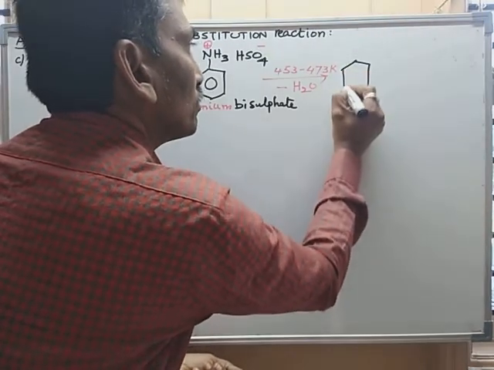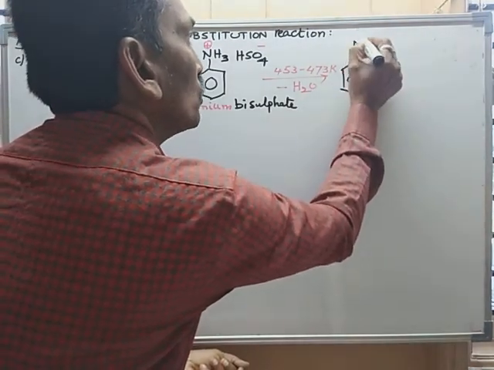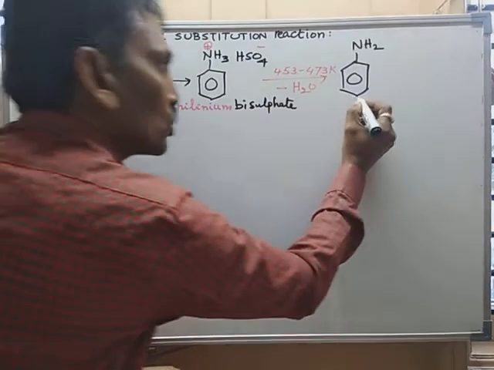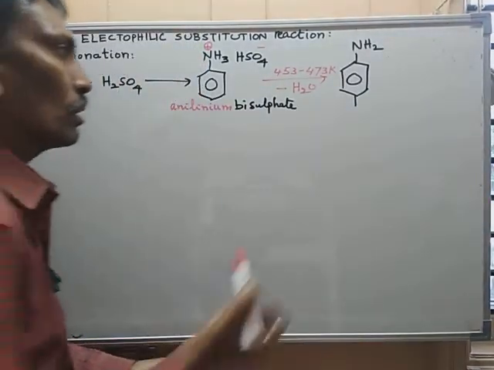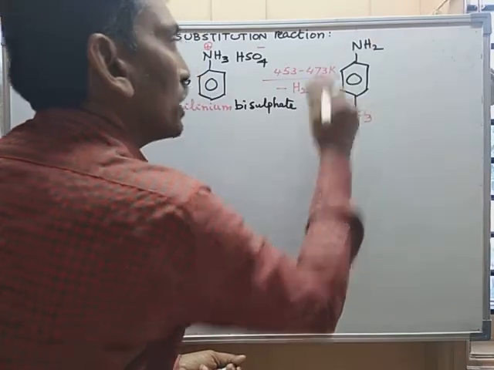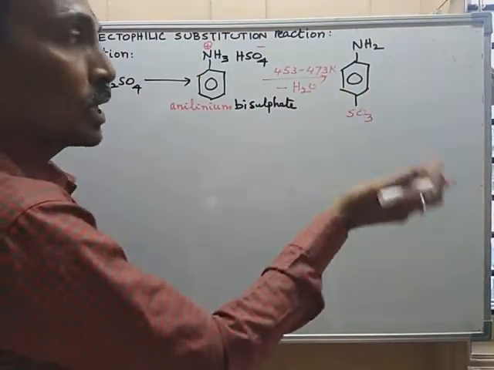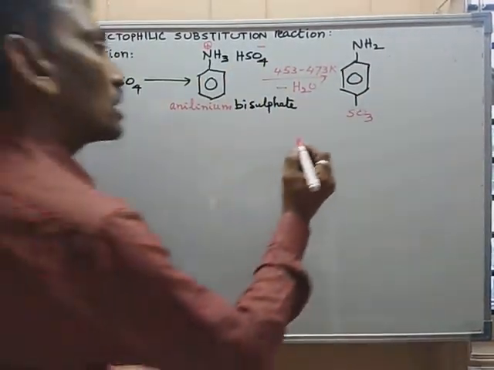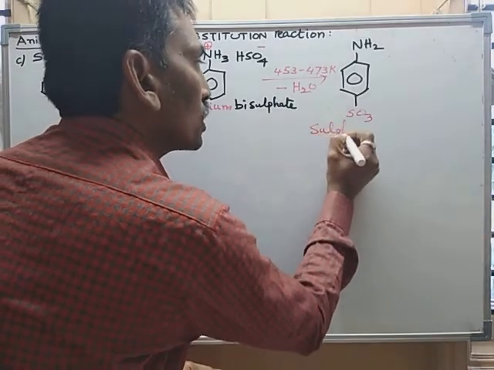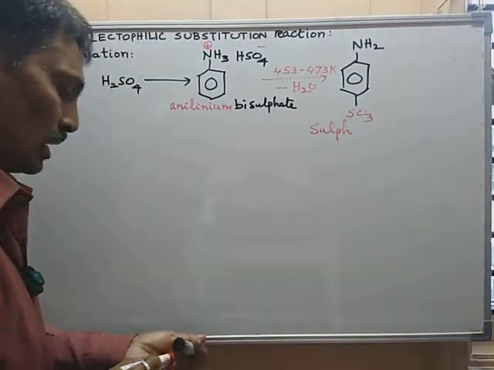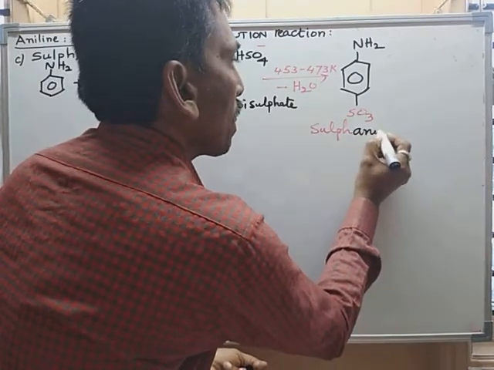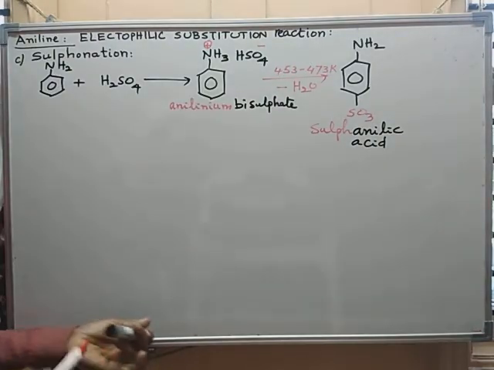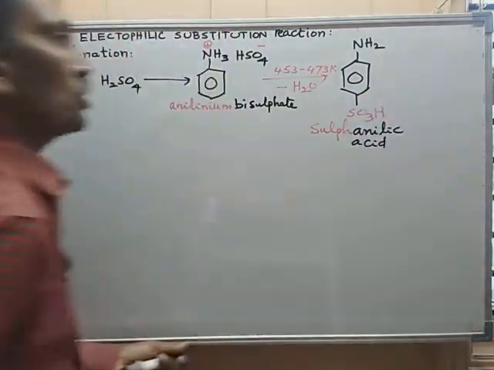Therefore, the product here is the benzene ring with NH2, and the OH and H are removed as H2O. This is SO3H. How is it named? Benzene with SO3H is benzene sulfonic acid, and NH2 with the benzene ring is aniline. These two are combined to make a new name, sulfanilic acid. Sulfo group, sulfa, aniline: sulfanilic acid. It is SO3H.